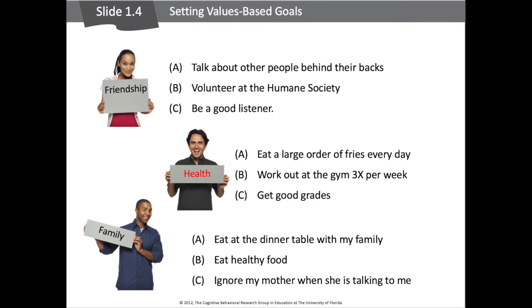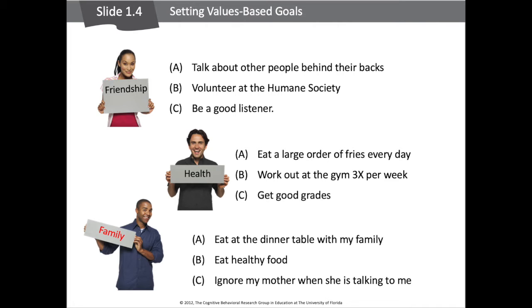Should their goal be to eat a large order of fries every day, work out at the gym 3 times per week, or get good grades? The third person values family. Should their goal be to eat at the dinner table with their family, eat healthy food, or ignore their mother when she is talking to them?